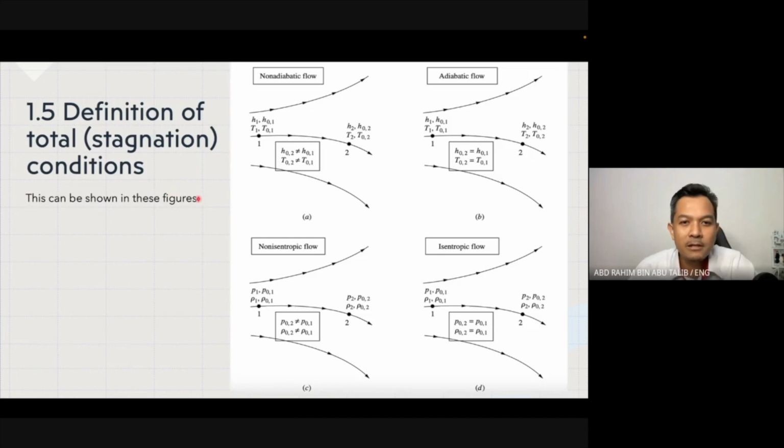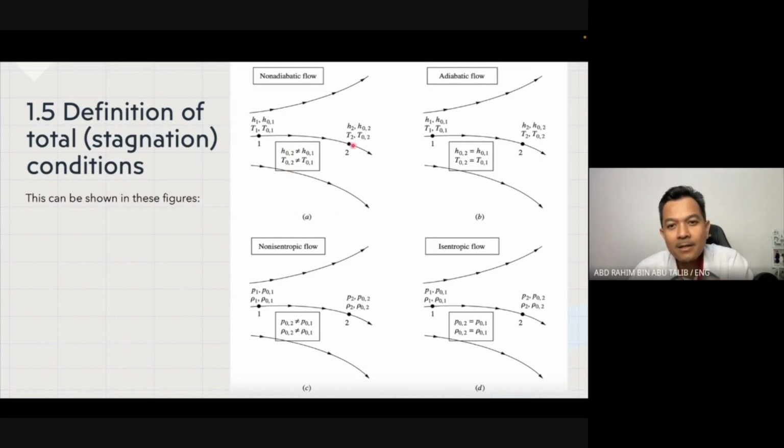So this can be shown in these figures. There are 4 figures here, A, B, C, and D. In the first diagram, look at this non-adiabatic flow. If the flow is moving from position 1 to position 2, basically the total enthalpy at position 2 is not the same as the total enthalpy at position 1. So H02 is not the same as H01. So this is for non-adiabatic flow.